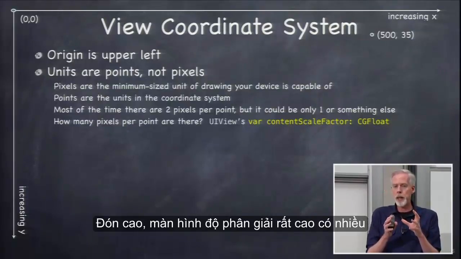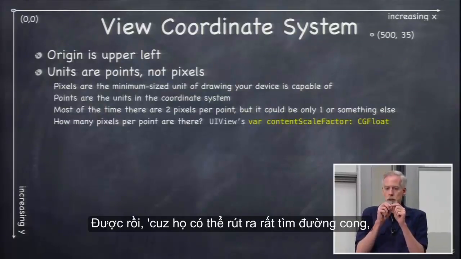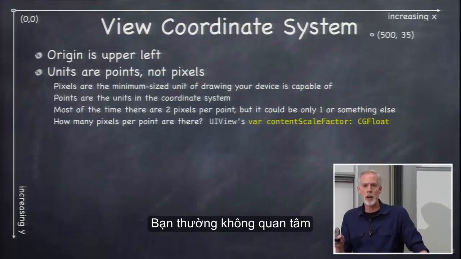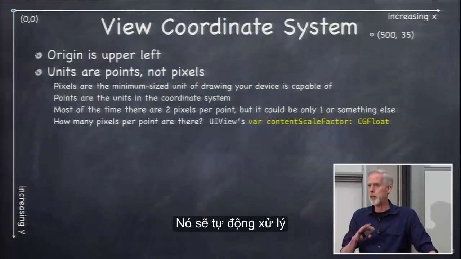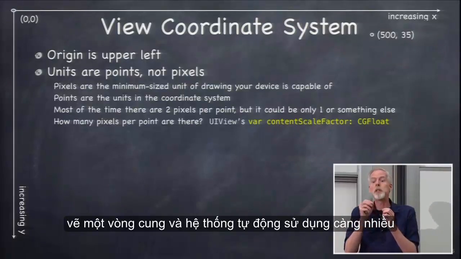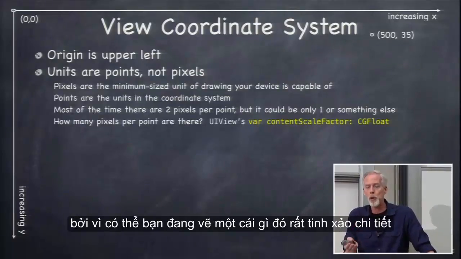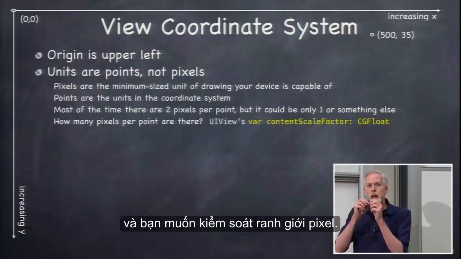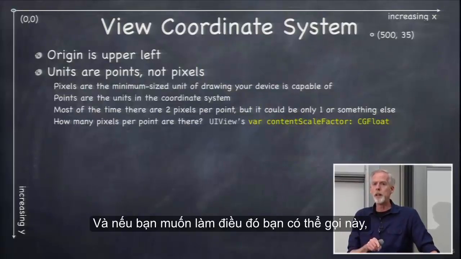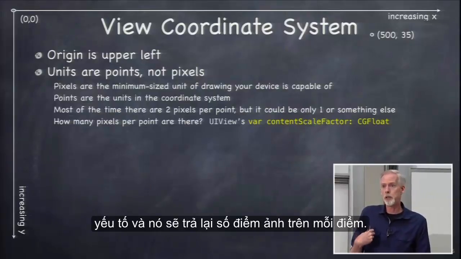Very high resolution displays have more than one pixel per point, because they're able to draw very fine curves, very fine text, etc. You don't usually care about the difference between points and pixels. It's automatically handled for you because you're doing things like drawing text or drawing an arc, and the system automatically uses as many pixels as it can to make things nice. But occasionally you do care, because maybe you're drawing something very finely detailed and you want to control it on pixel boundaries. If you want to do that, you can get this property in view called content scale factor, and it will return the number of pixels per point.